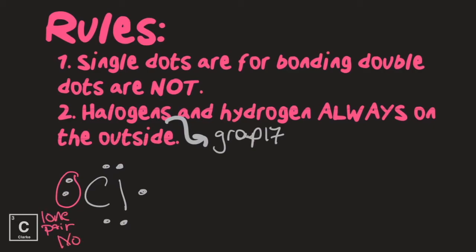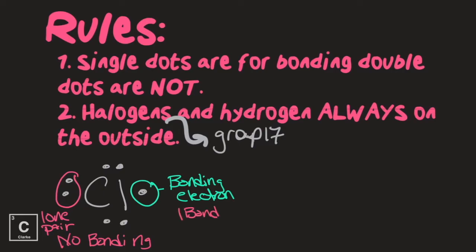No bonding happens here. It's almost like a parking spot, but it's got a car in it. You can't park there. Here is a single dot. This is a bonding electron. This is where a bond can happen. If we notice, chlorine only has 1 bonding electron. The rest of its electrons are paired up. Lone pair, not good for bonding. Chlorine, all halogens, can only make 1 bond. So they always need to be on the outside.